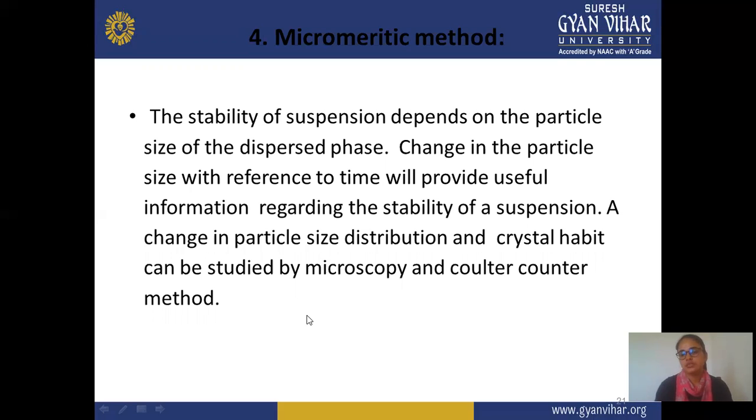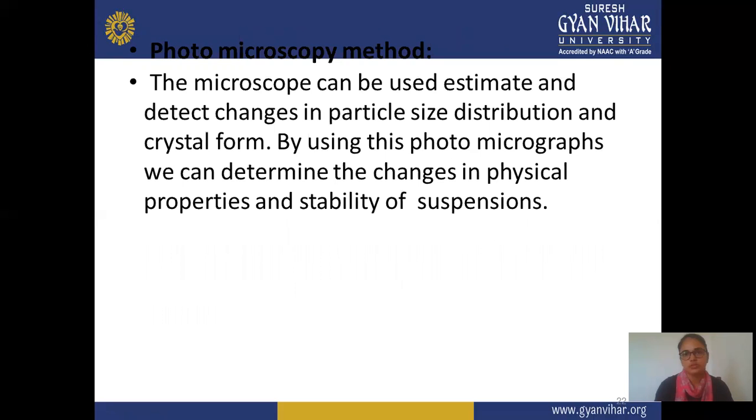So you check the change in particle size, which provides information regarding the suspension, and there are 2 techniques that are used for this micromeritic determination of suspension. One is Coulter counter method and another is microscopic method. This gives all the results or information regarding the particle size or crystal habit of the formulation. Next is photomicroscopic method. In this, a microscope can be used to detect change in particle size distribution and crystal form. By using this, a photomicrograph can determine a change in physical property and stability of a suspension. Means you check how much stability of suspension, or change in particle size, with the help of this photomicrographic method, microscopic method.